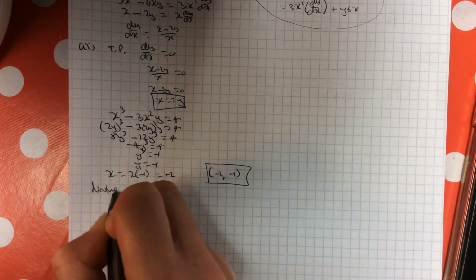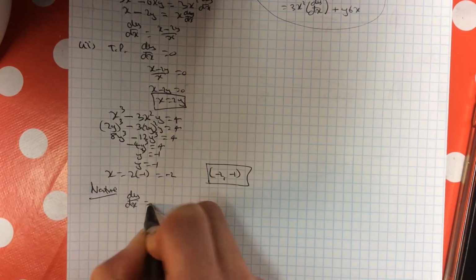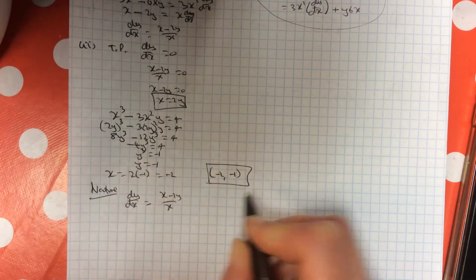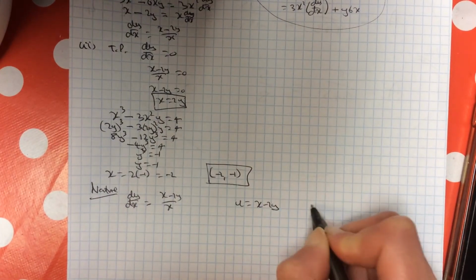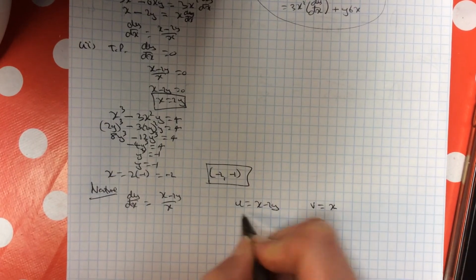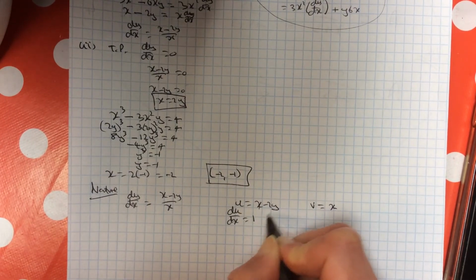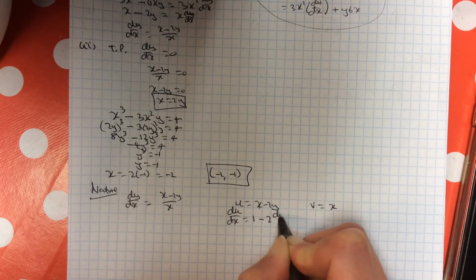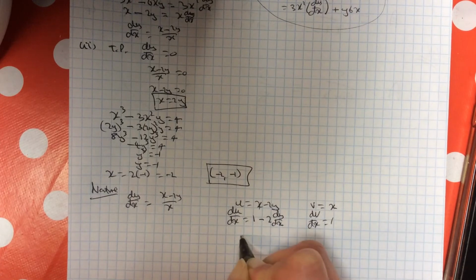To find the nature, you'd have the second derivative. So I'm going to start up here with the first derivative and differentiate it again. So it's the quotient rule. u equals x minus 2y and v equals x. To differentiate the u, x goes to 1, 2y goes to 2, but you must write dy by dx beside it. dv by dx is 1.